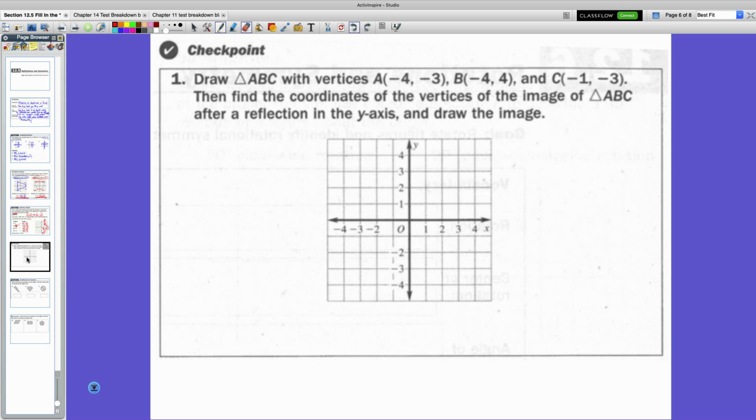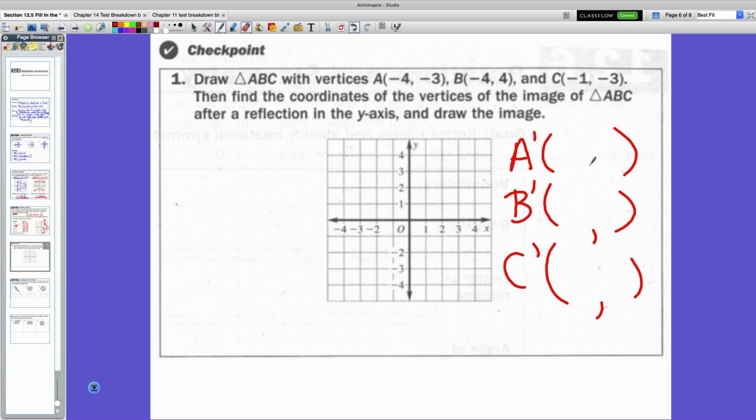All right, so let's go ahead and try the checkpoint here. Again, just like yesterday's video, it's going to pause, and I want you to enter your new image coordinates over on the right-hand side, and then we will go from there, and you can check your graphs in the video.